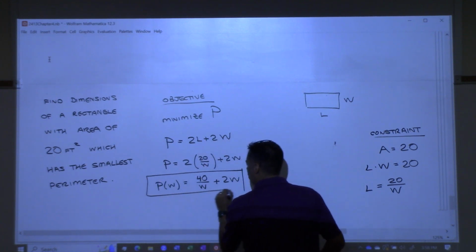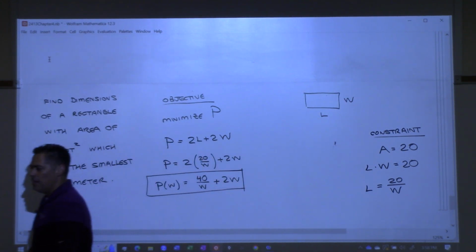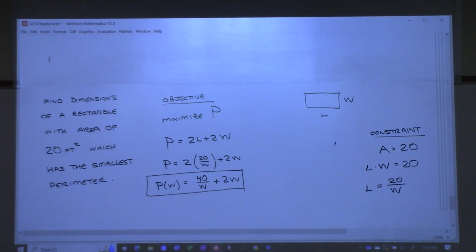But I have accomplished the main task, and that is to somehow turn this word problem into a function of a single variable. And now I get to attack that with calculus, right?